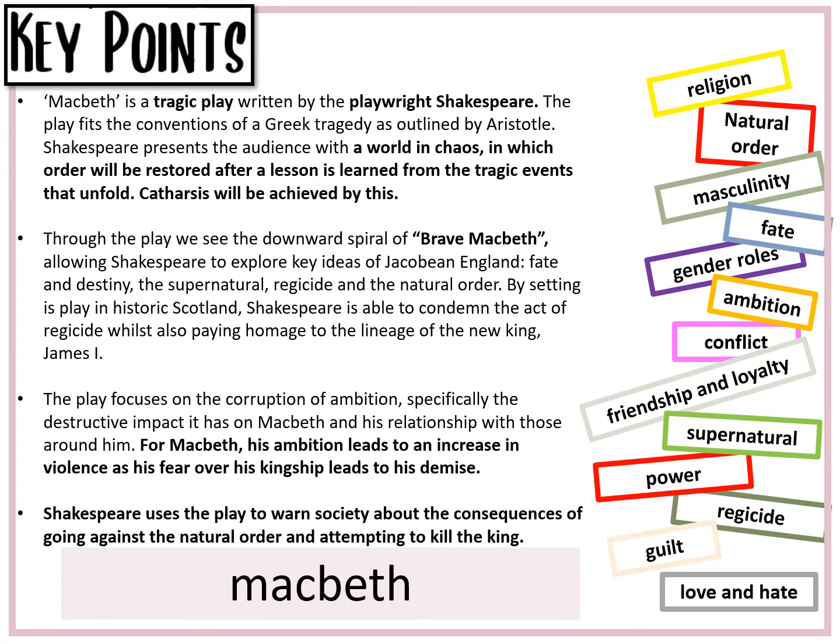By setting the play in historic Scotland, Shakespeare is able to condemn the act of regicide, whilst also paying homage to the lineage of the new King James I. The play focuses on the corruption of ambition, specifically the destructive impact it has on Macbeth as a character and his relationship with those around him.